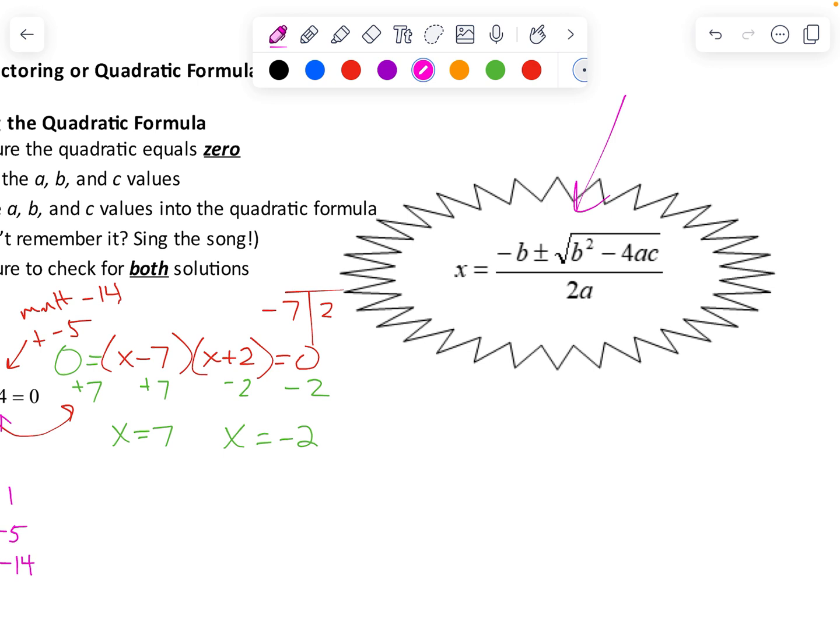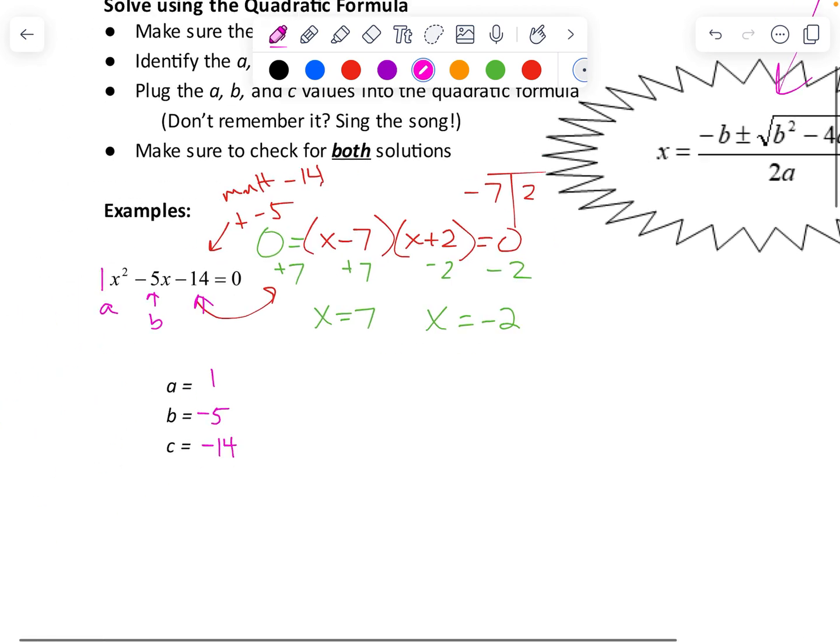I'm going to sing a little song for you. It goes to the tune of Pop Goes the Weasel. X equals negative b plus or minus the square root of b squared minus 4ac all over 2a. Just a way that can help you remember it.